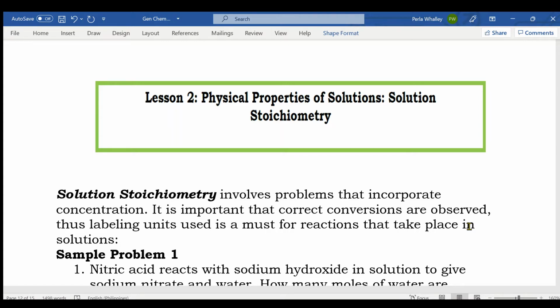Solution stoichiometry involves problems that incorporate concentration. It is important that correct conversions are observed. Thus, labeling units used is a must for reactions that take place in solutions.